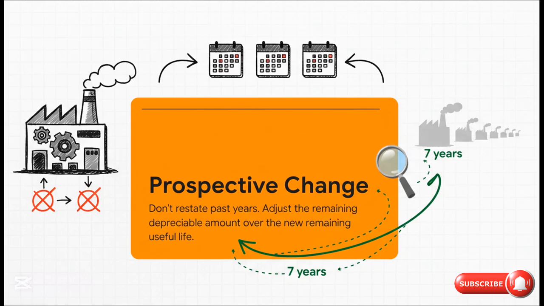Let's say in year 3, you have a realization: hey, this machine is going to last for 7 years, not 5. So do you go back and fix the books for years 1 and 2? No way. The change is handled prospectively. You take the asset's current book value, its carrying amount, and you spread that remaining value over the new remaining life. We only look forward, never back.